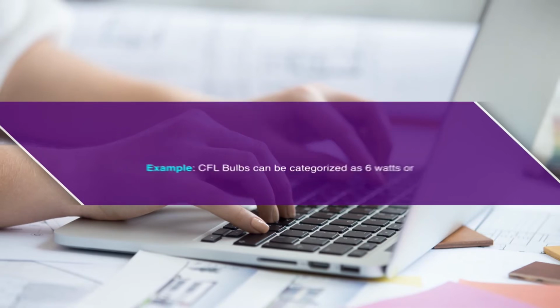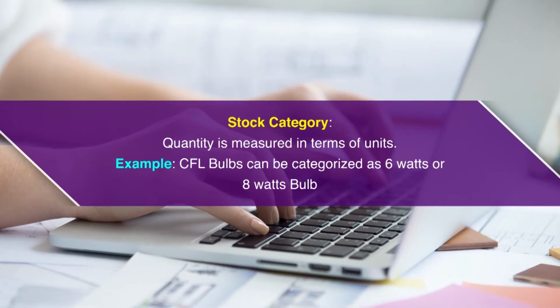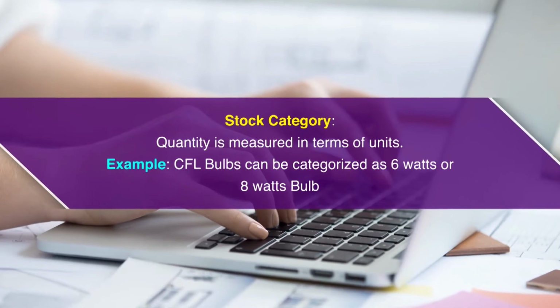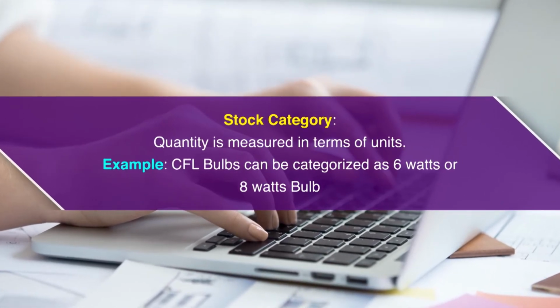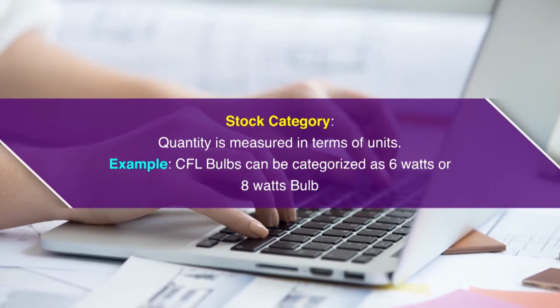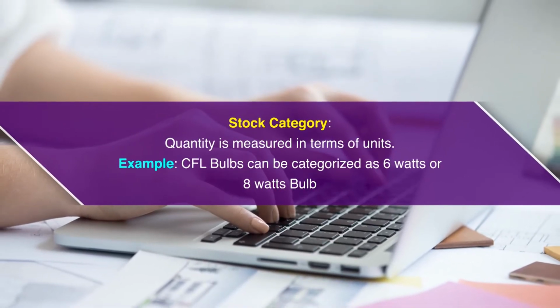The third one is the stock category. It is a parallel classification of a stock item. They can be classified on the basis of characteristics or behavior. For example, we have two types of bulb in Surbi Limited, that is CFL bulb and LED bulb. Now CFL bulbs can be categorized as 6 watt bulb, 8 watt bulb or 10 watt bulb. This CFL 6 watt bulb is a category, 8 watt bulb is a category.